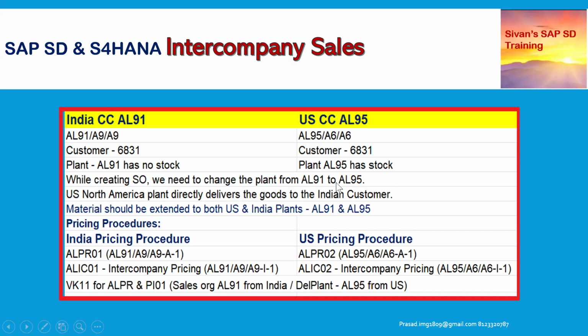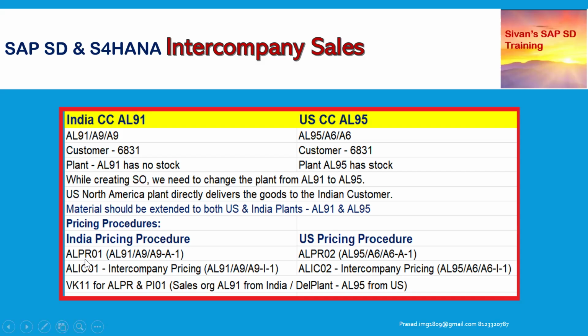So the moment you create the sales order, when we change the plant from AL91, the Indian plant, to the US plant, the system will automatically propose and understand that it is an intercompany sales transaction. So in this scenario, the US North American plant directly delivers the goods to the Indian customer 6831. This material should be extended in both the India and US plants.